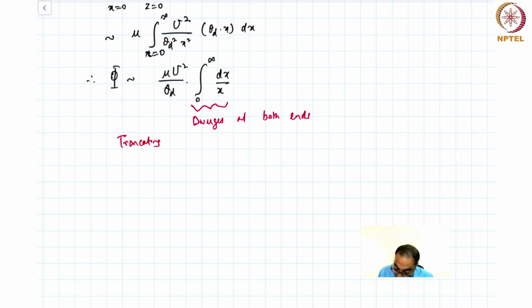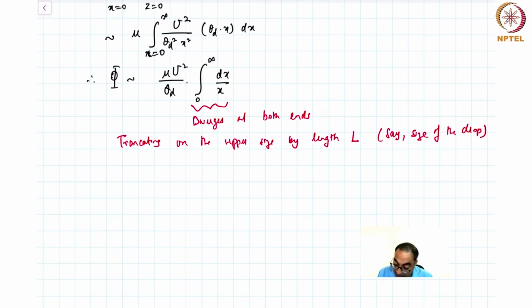Truncating on the upper side by length L, and this length L, say, is the size of the drop.